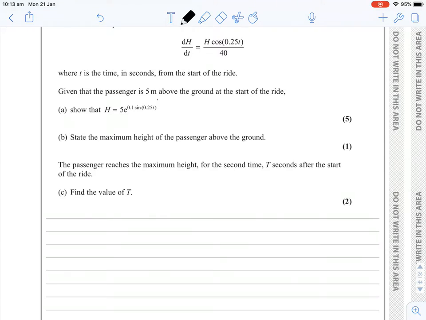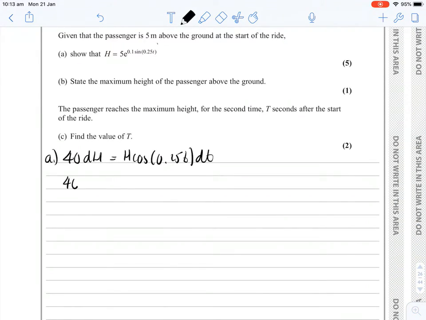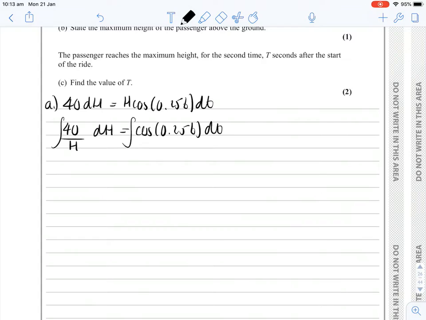So the first thing we need to do is separate our variables. So I'm going to take the 40 over and the dt over. So we've got 40 dh is equal to h cos 0.25t dt. So I now need to move my h over to the dh side. So 40 over h dh is equal to cos 0.25t dt. We can now integrate both sides to solve our differential equation.